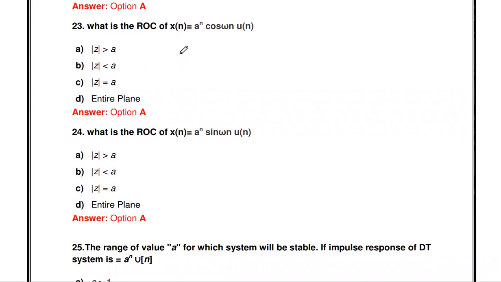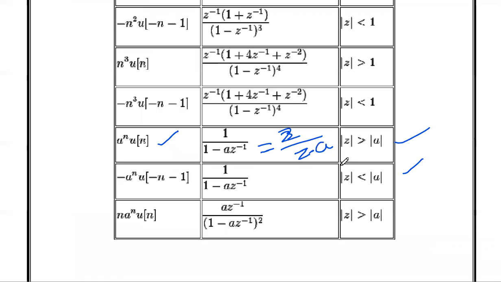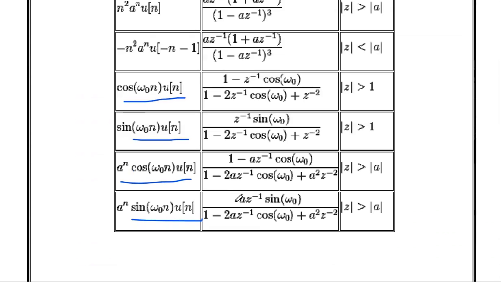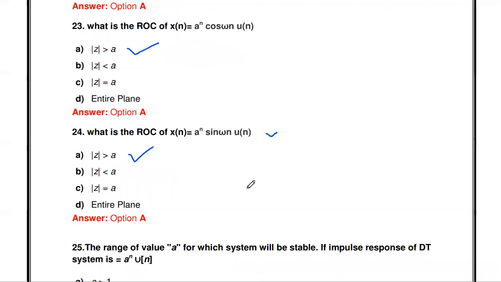Then what is the ROC of a power n cos omega n u of n? For a power n cos omega n u of n, the ROC is modulus of Z greater than a. Similarly, for a power n sin omega n u of n also, modulus of Z greater than a. In the table, this problem we solved as a separate video. I will give a link for those videos in the description box. Okay, this is the answer. So you see the ROC: modulus of Z greater than modulus a. So these are all the answers.